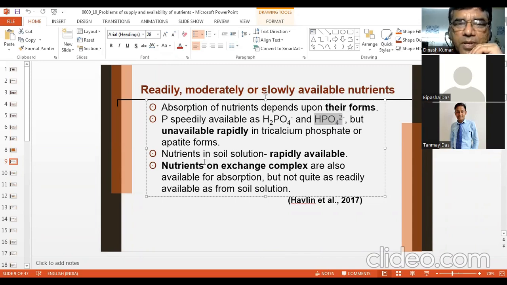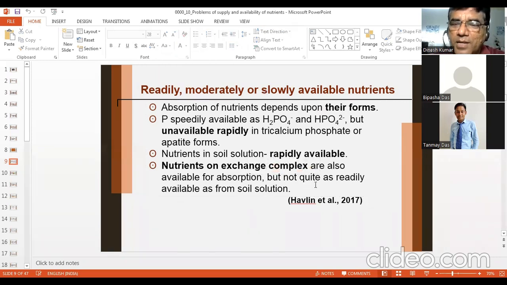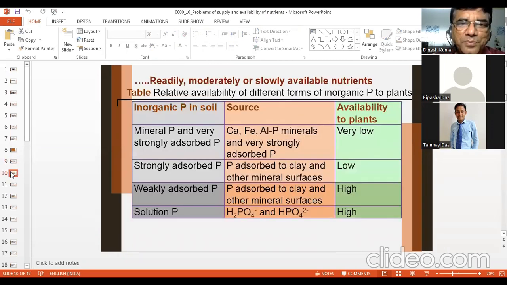available form. Nutrients in soil solution have to be rapidly available. They are rapidly available. But nutrients on the exchange complex are also available for absorption, but not quite as readily available as from the soil solution. So they actually have to enter the soil solution, then they can be taken up by the plants.